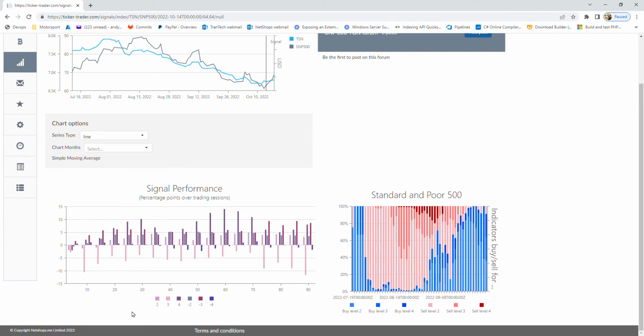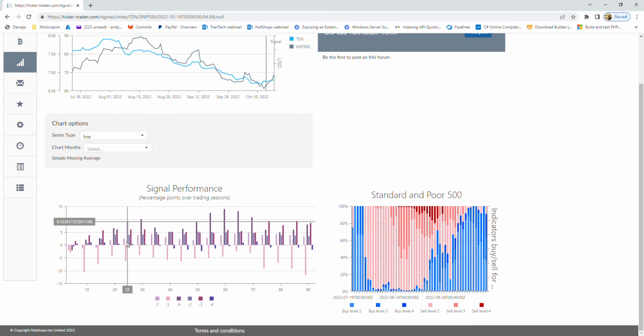It's telling us that although the level 3 indicator for most stocks is a good indicator, for this stock actually it's a poor performer. But what it is telling us is the level 4 on average for this stock is pretty good. If we look here at 25 trading days, it's producing an average profit of 9.1% on average over 5 years.